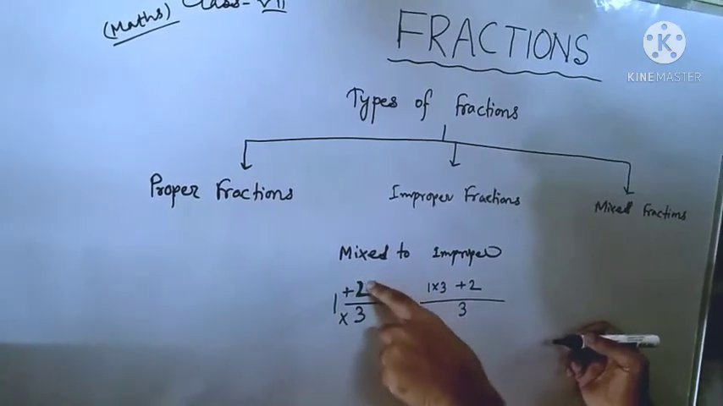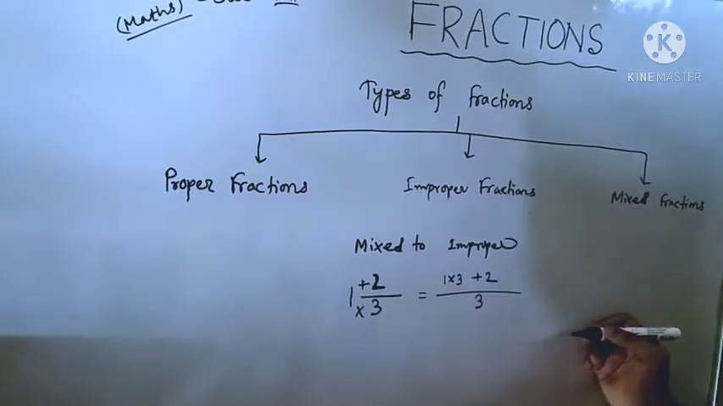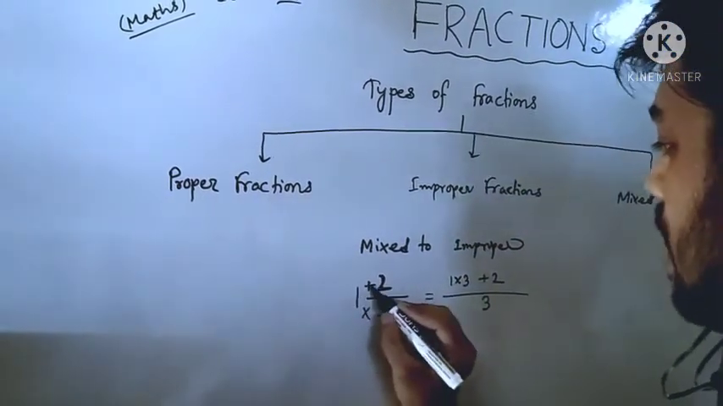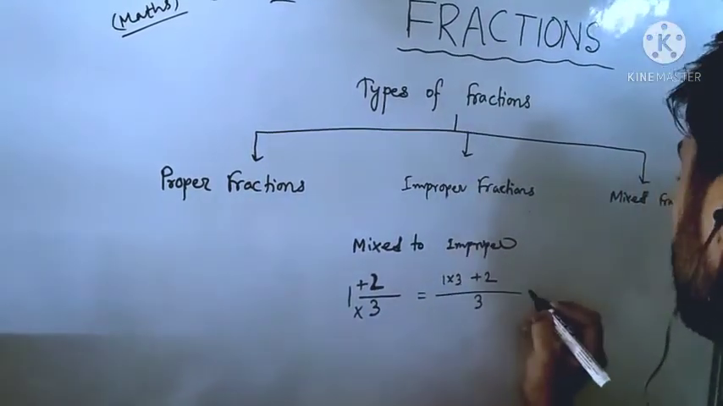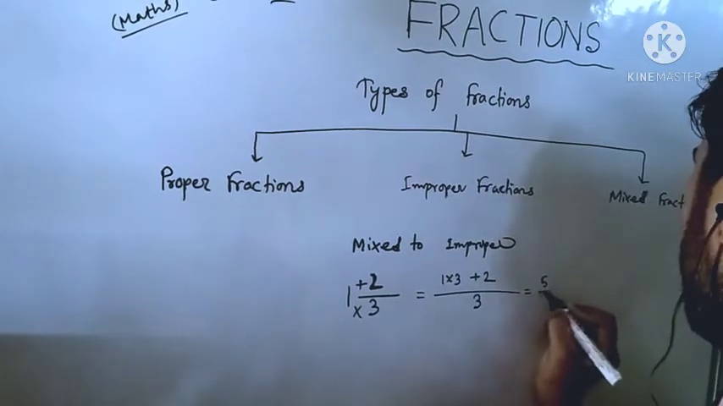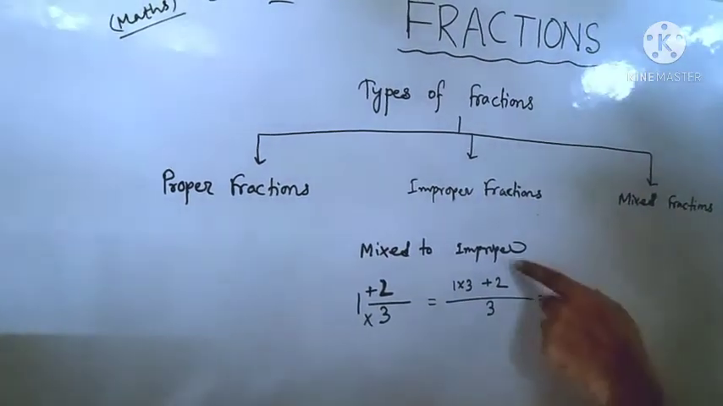What will be the number? We add with this number. So 1 into 3 plus 2. 1 into 3 means 3, 3 plus 2 means 5 by 3. This will be the improper fraction.